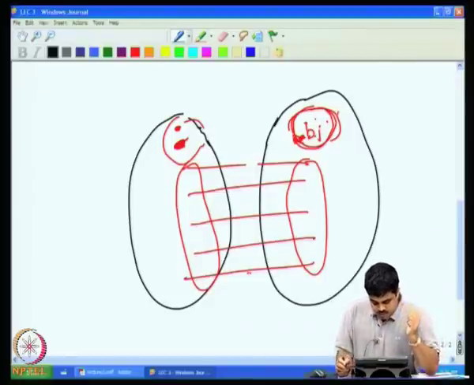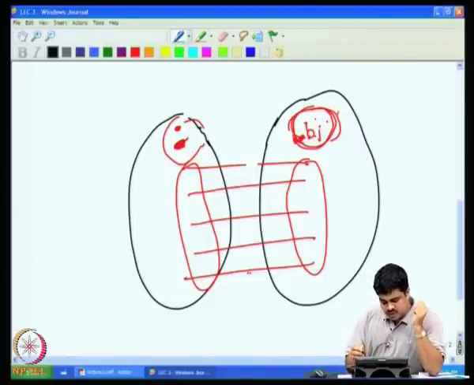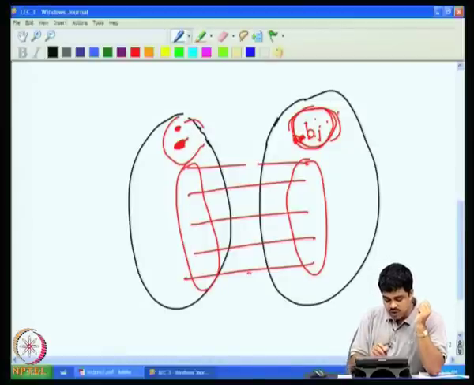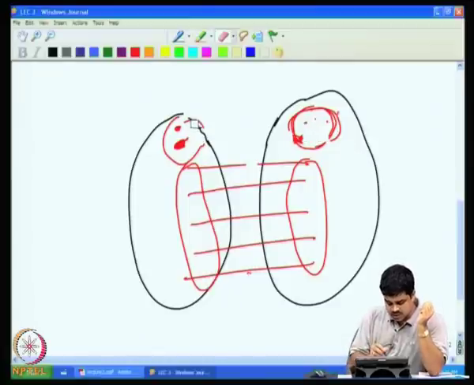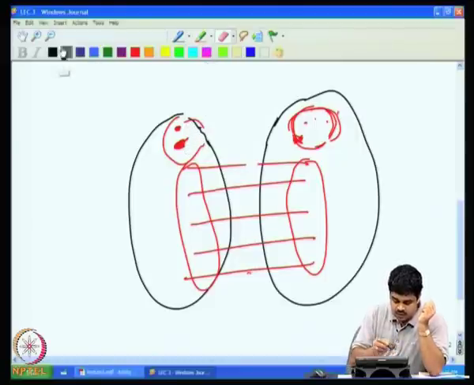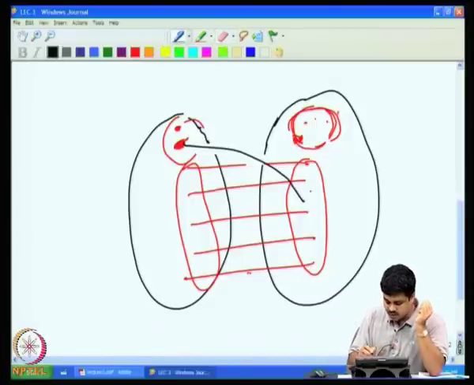Now, is it possible that there is no neighbor of A1 at all in this B1? That means we cannot find a vertex B1 on this side, right. That is also not correct, because since Hall's condition is correct, this vertex A0 should have a neighbor somewhere on this side.